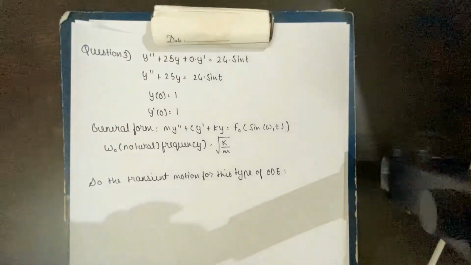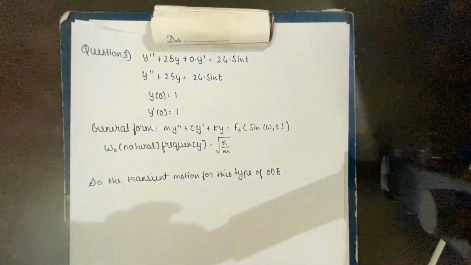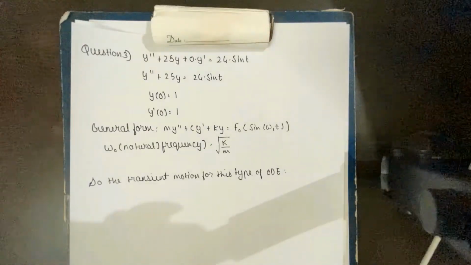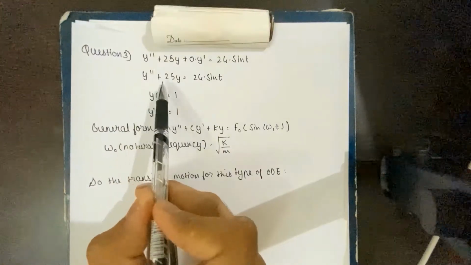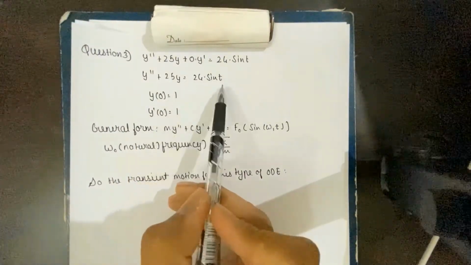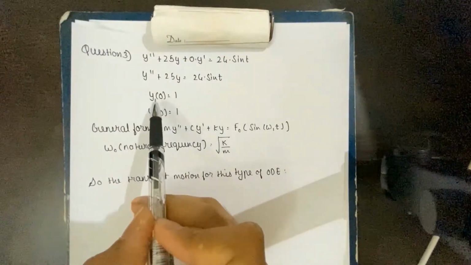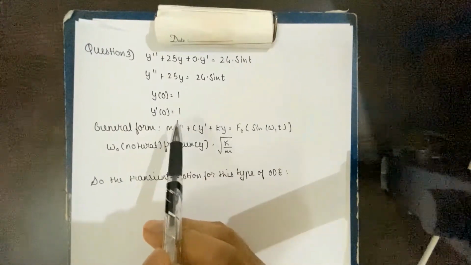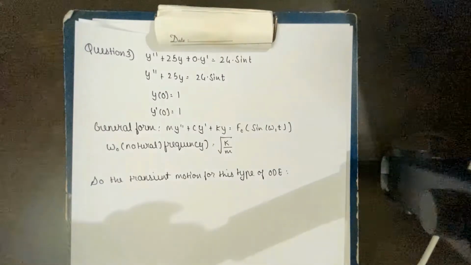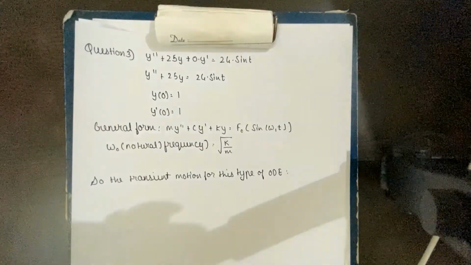Okay, so the third question states, find the motion of the mass spring system modeled by the ODE and the initial conditions. The ODE is y double dash plus 25y equals 24 sin t, and the conditions are y of 0 equals 1 and y dash of 0 equals 1. These two we are going to use to solve the initial value problem which we'll encounter later in this question.